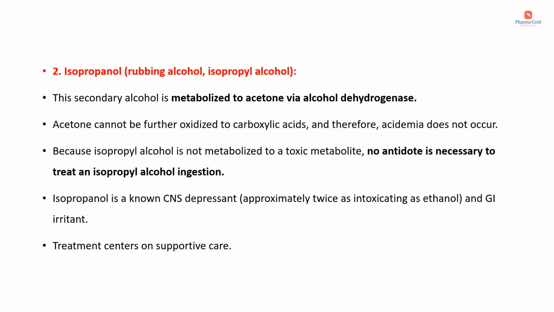Now about isopropanol, which is also known as rubbing alcohol or isopropyl alcohol. This secondary alcohol is metabolized to acetone via alcohol dehydrogenase. Acetone cannot be further oxidized to carboxylic acids, and therefore acidemia does not occur. Because isopropyl alcohol is not metabolized to a toxic metabolite, no antidote is necessary to treat an isopropyl alcohol ingestion. Isopropanol is a CNS depressant, approximately twice as intoxicating as ethanol, and a gastrointestinal irritant. So treatment centers on supportive care.